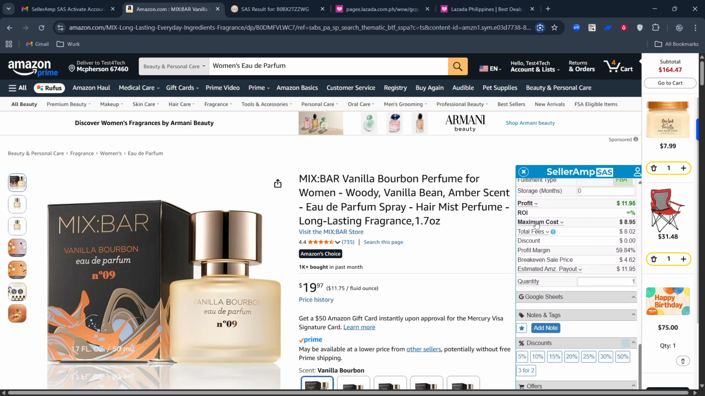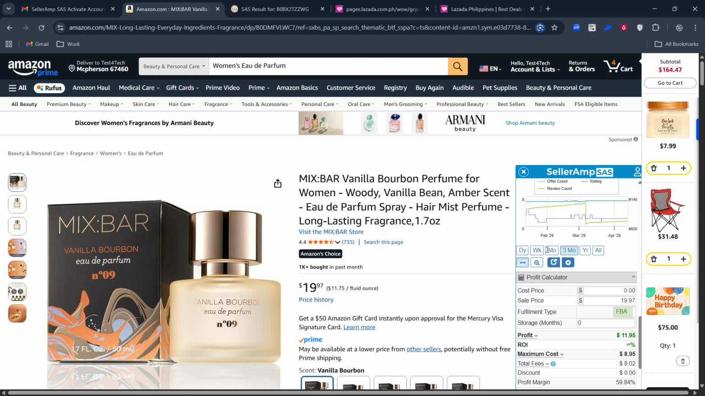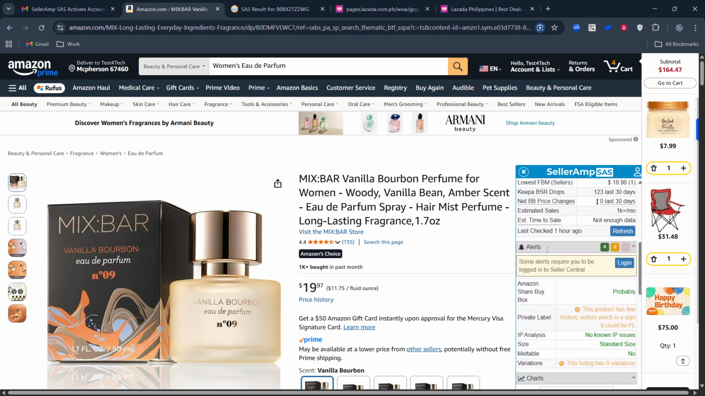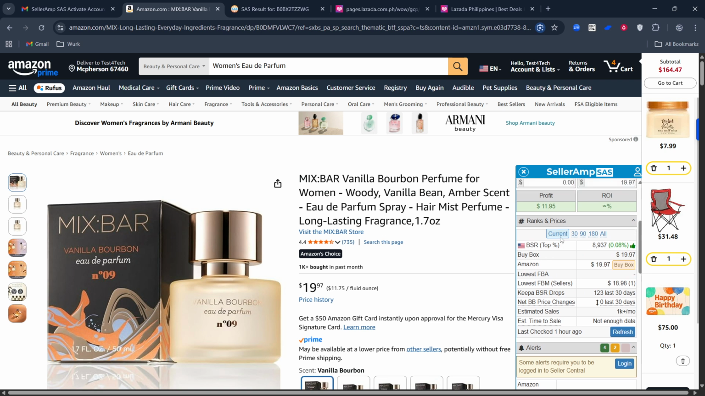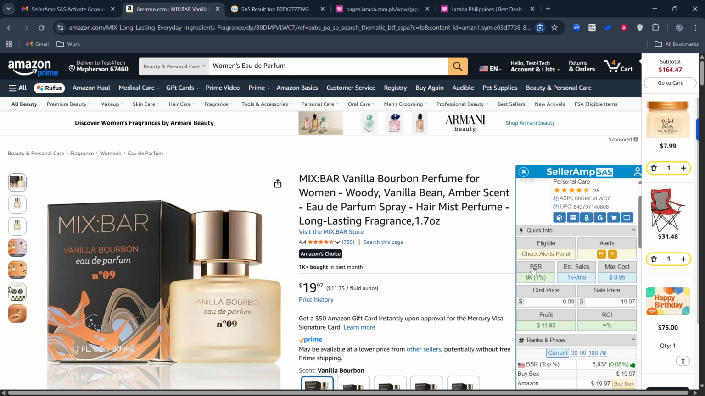Next, evaluate whether the product actually sells. Review the best sellers rank, or BSR, the estimated sales per month, and the number of sellers on the listing. As a quick rule, a lower BSR usually means faster sales, while a high number of sellers means tougher competition and potential price pressure.